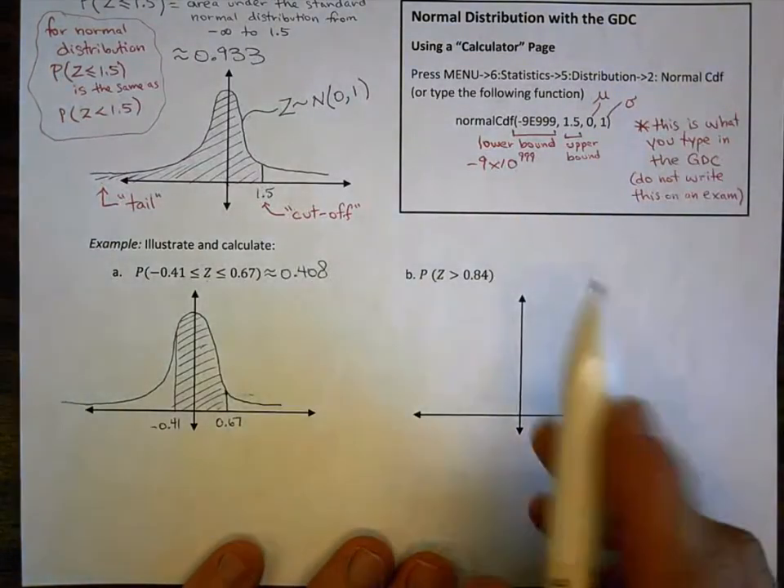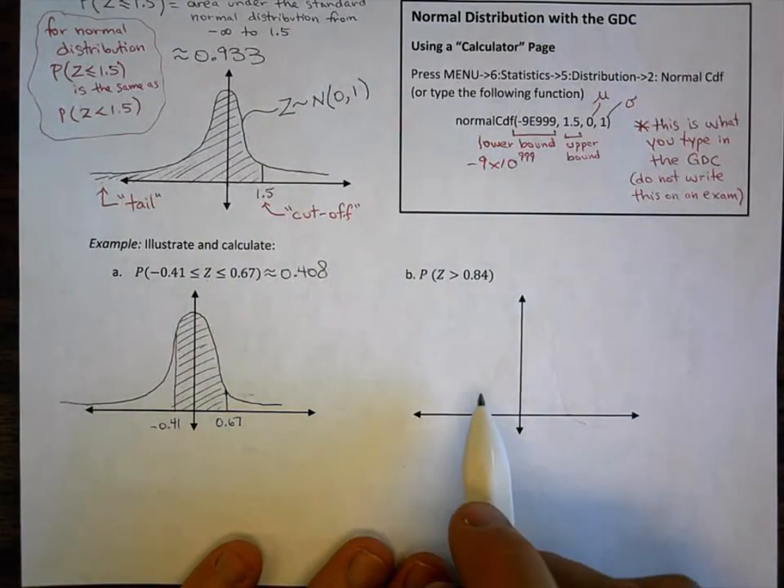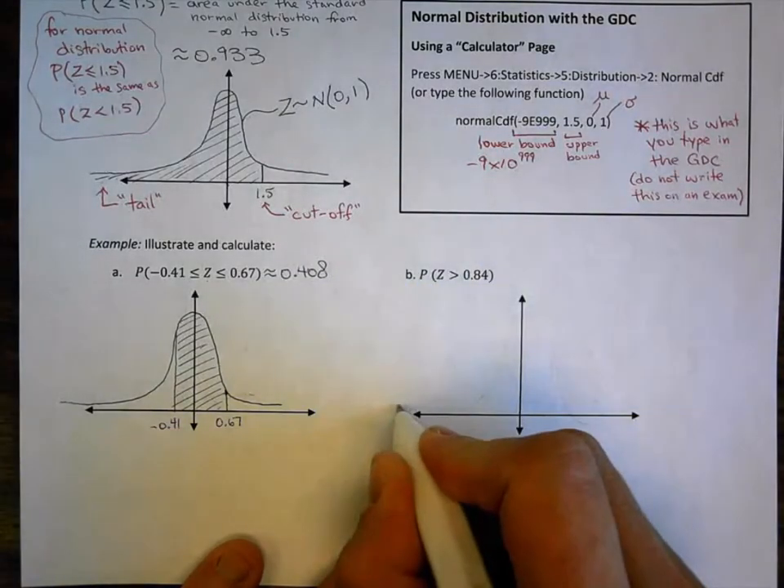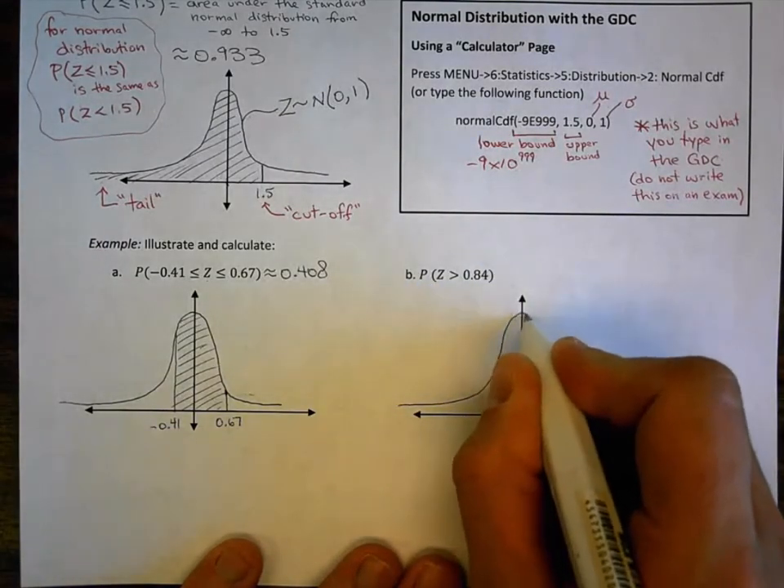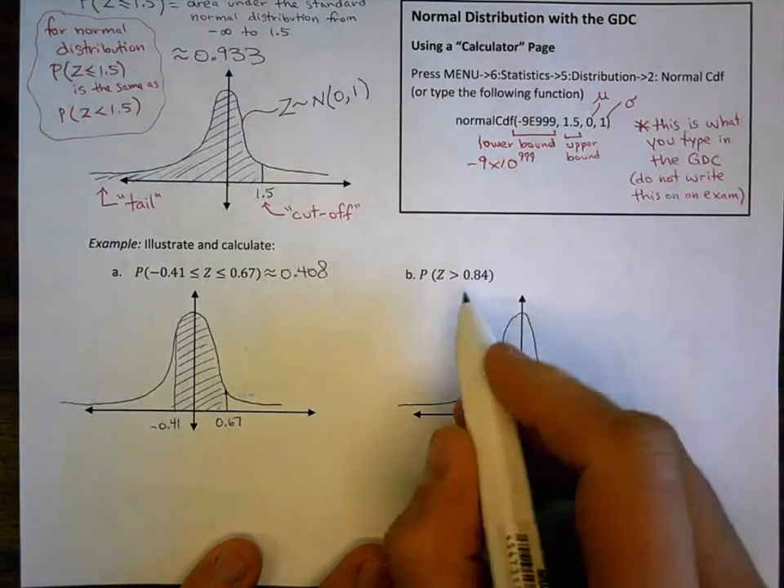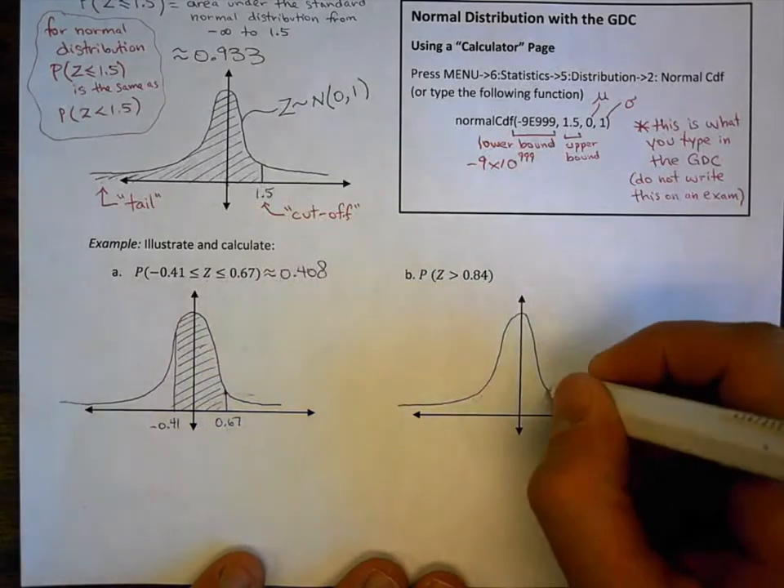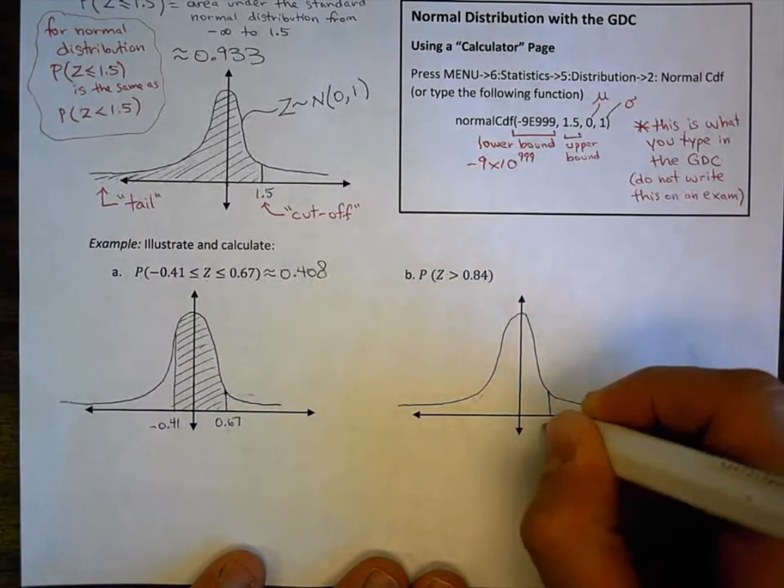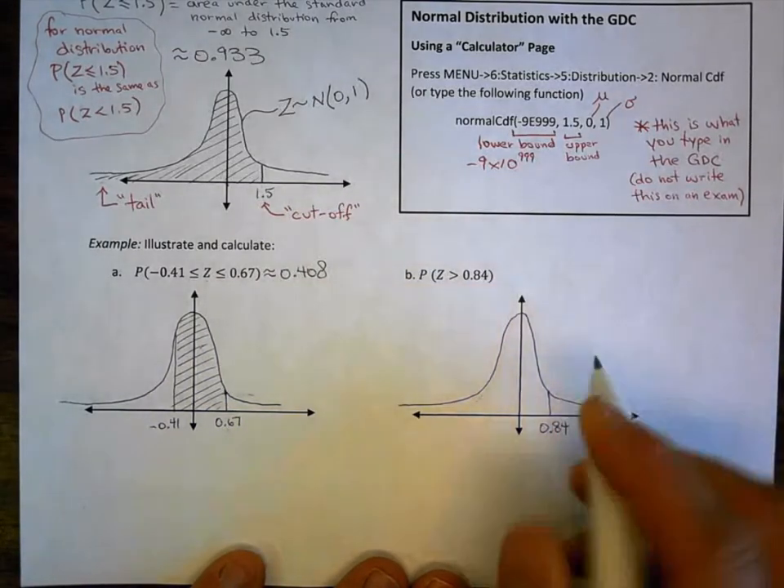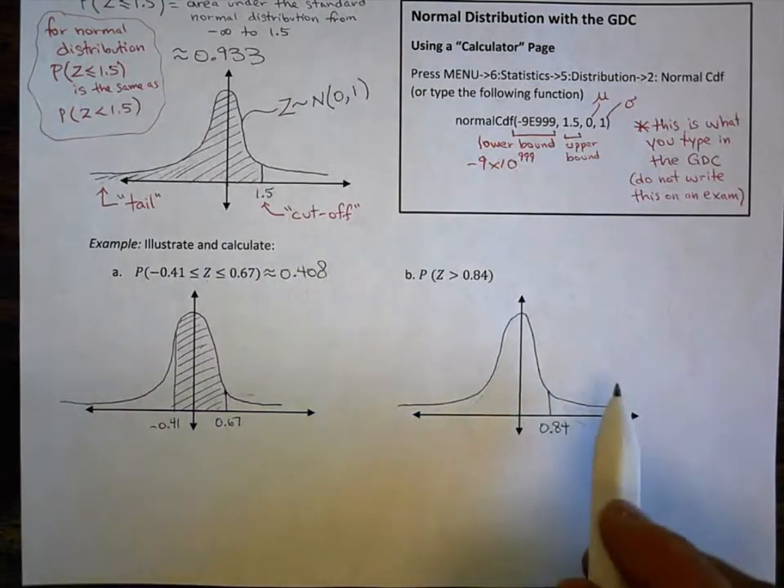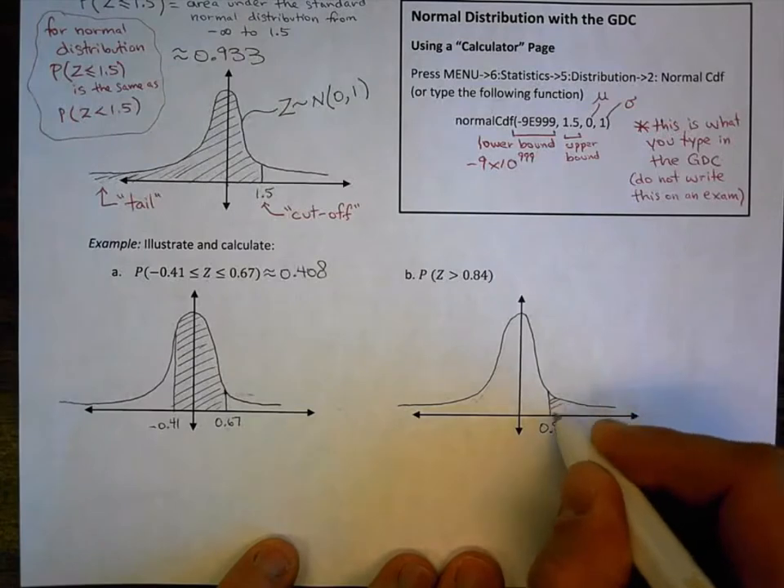This question is asking, okay, what's the probability that the standard normal distribution, so it's this characteristic shape, is greater than 0.84. Okay, so this time we're talking about a cutoff of 0.84, so somewhere to the right. We're saying what's the probability that the random variable Z is greater than 0.84. So we're talking about this area here.